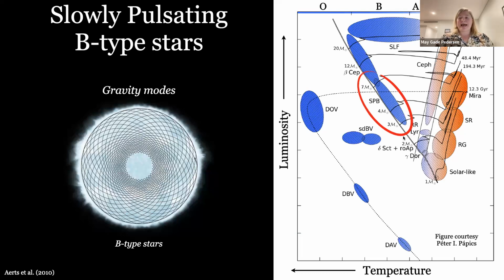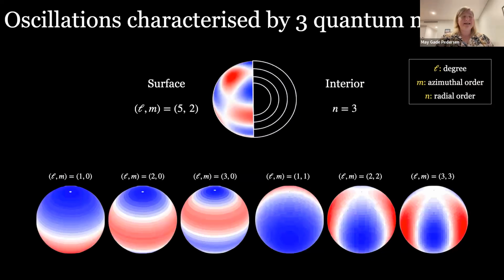So before I get to the patterns themselves, I want you to get a bit of an idea of how asteroseismologists classify pulsations. And we do so according to 3 different quantum numbers, which are associated with the number of nodes that an oscillation has. And since the oscillations occur in 3 dimensions, that means we have 3 different types of nodes.